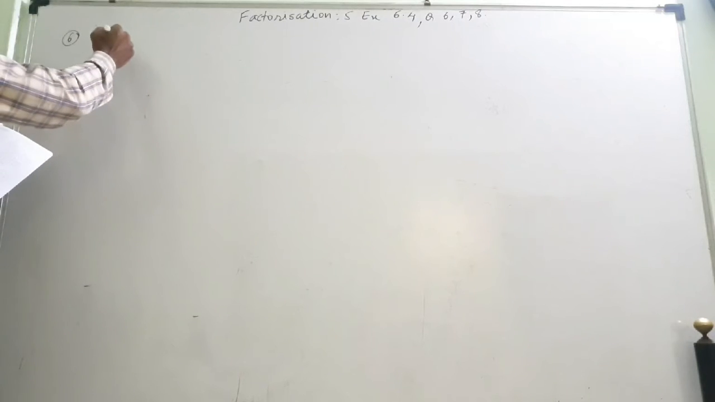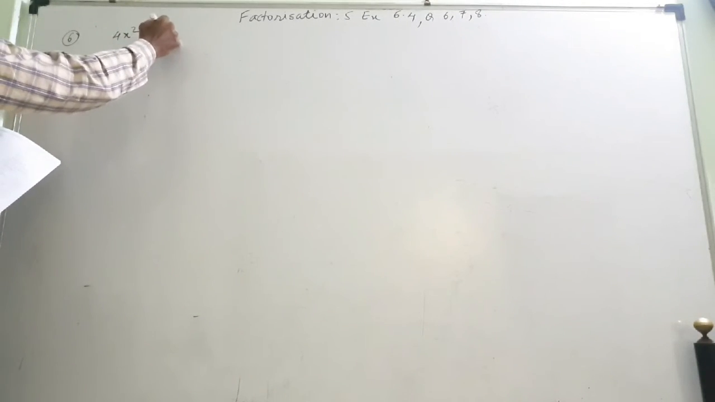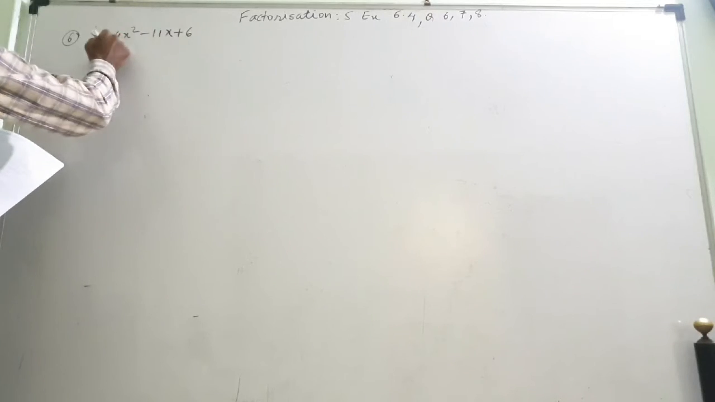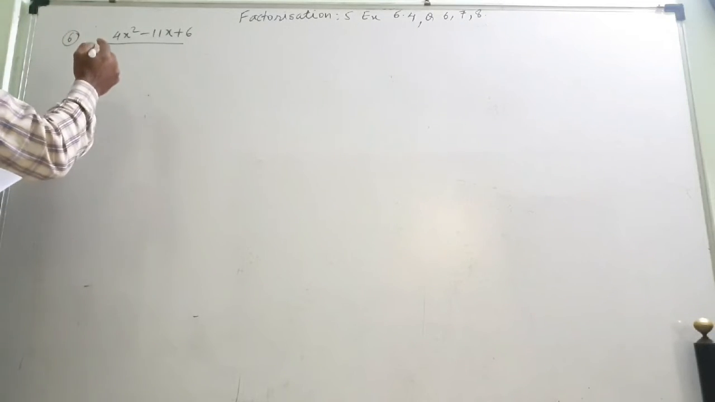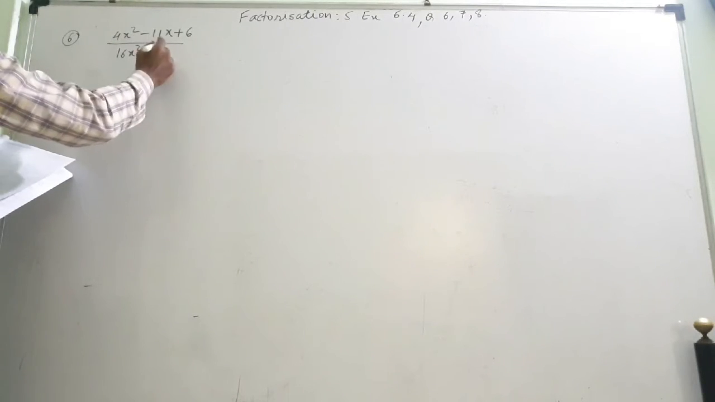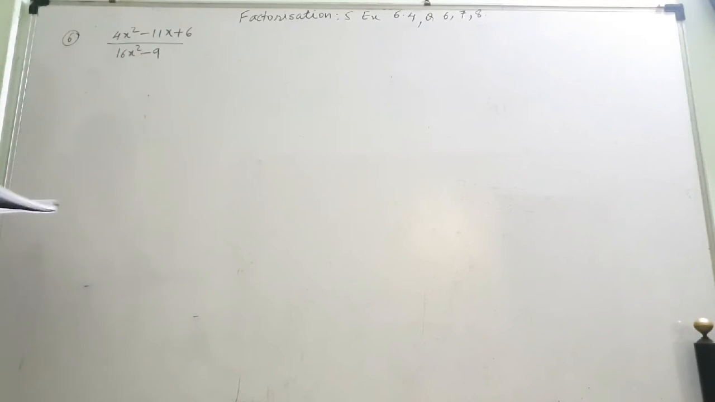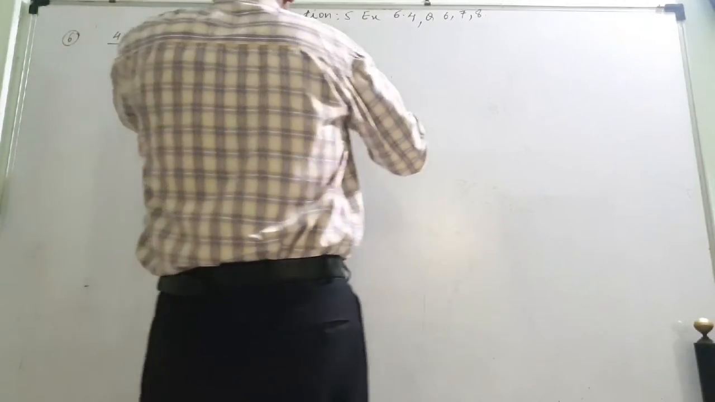4x square minus 11x plus 6 upon 16x square minus 9. This question we have to solve. What is the question? Simplify. So first of all I will factorize this.